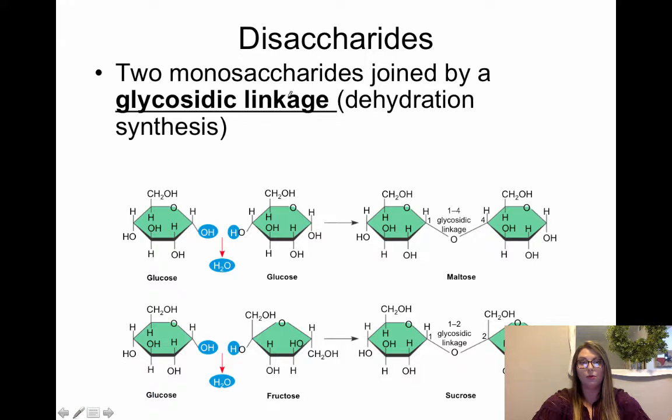And that's important to know. So just note that if you have disaccharides or polysaccharides, you're going to see a glycosidic linkage, and you can see those right down here. It just kind of looks like the sugars are holding hands.